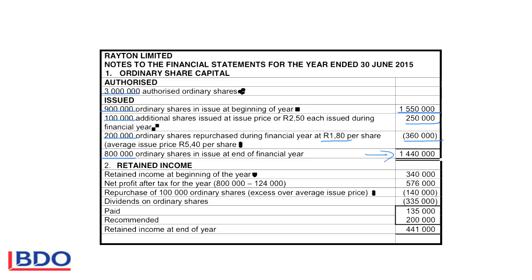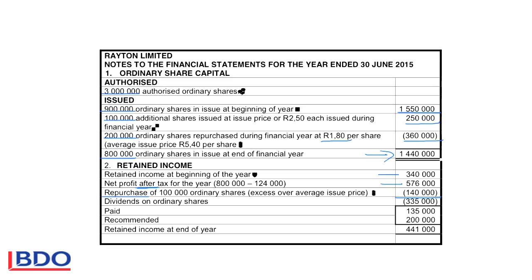If I look at my retained income account, they gave me the opening balance as 340,000. The profit that goes to retained income must be the profit after tax, because you first have to pay tax before the shareholders are entitled to any money. So I will take the profit of 800,000, subtract the 124,000, and say the profit after tax was 576. Then there was a repurchase of 100,000, and the difference between the average price and the price that's paid back to the shareholders will give me the amount that I will show, that out of retained income I take away the additional amount that was paid back more than the capital.